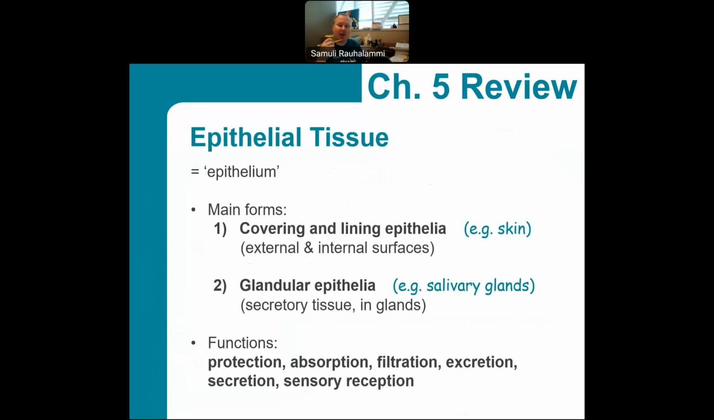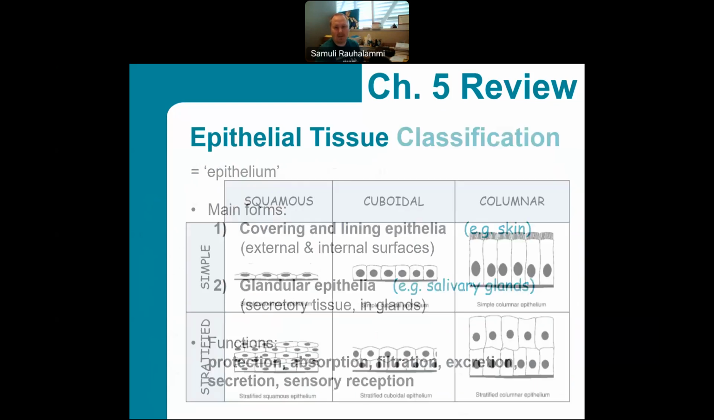In addition to that, we have glandular epithelia. These are the glands. Salivary glands are one example that I highlighted there, but sweat glands and oil glands on the skin would be another good example. These are responsible for being secretory tissues. They produce secretions. So again, at large, if we think of the epithelial tissues and their functions, there's a large range of functions: protection, absorption, filtration, excretion, secretion, sensory reception, and so on and so on.